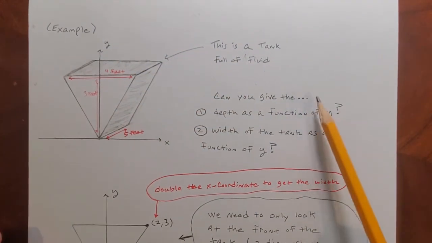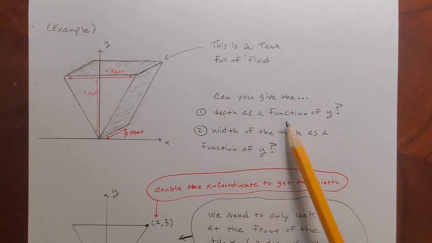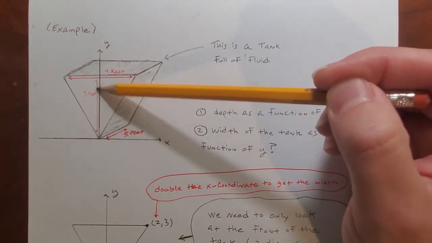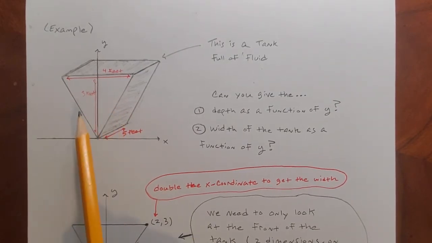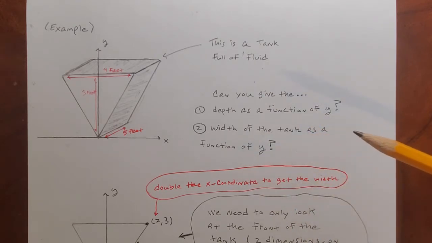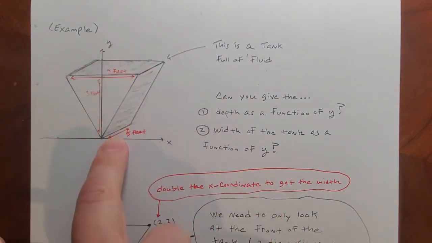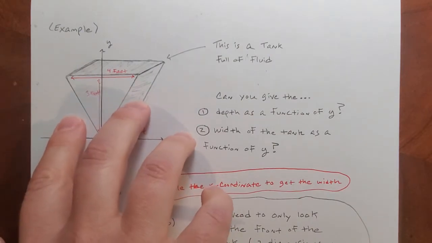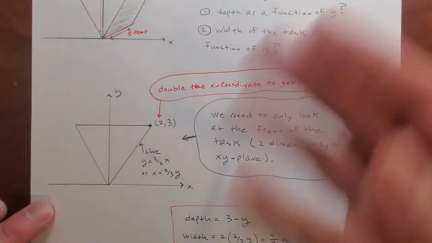So can you do what I was just saying? Can you give me the depth as a function of y? Can you give me a formula where if I plug in some spot on the y-axis, you get the width at that spot and the depth? Okay, that's what I mean by depth and width as functions of y. All right, so here's what we do. Let's take our picture, and I've already imposed the x and y plane on it, but let's take just the front face of the tank, which is a triangle, and put that, and we can ignore the rest of the tank.